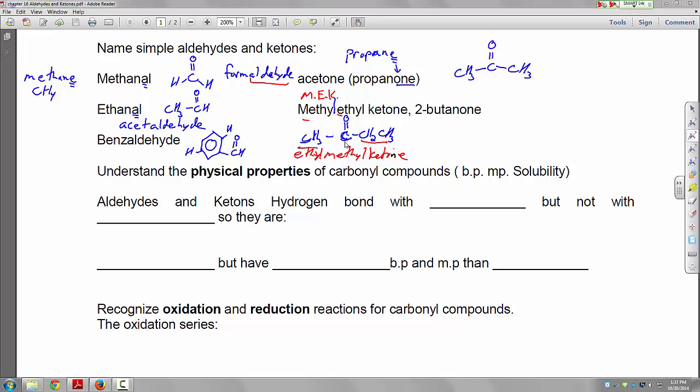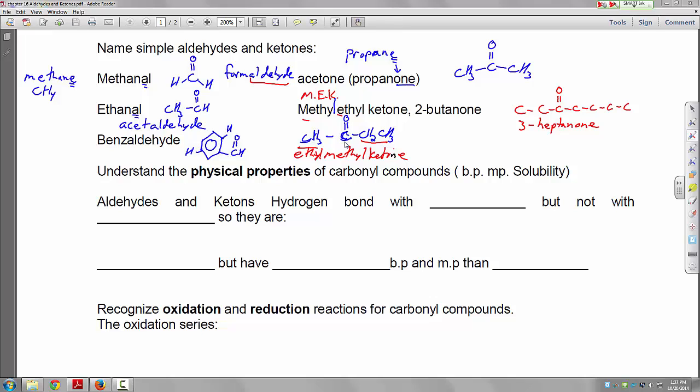Let me draw another one here. 1, 2, 3, 7, something like that. Okay, so 7 carbons. Here we have the carbonyl on carbon number 3. So 7 is heptane, so this is heptanone. Drop the E, add one, 3-heptanone.